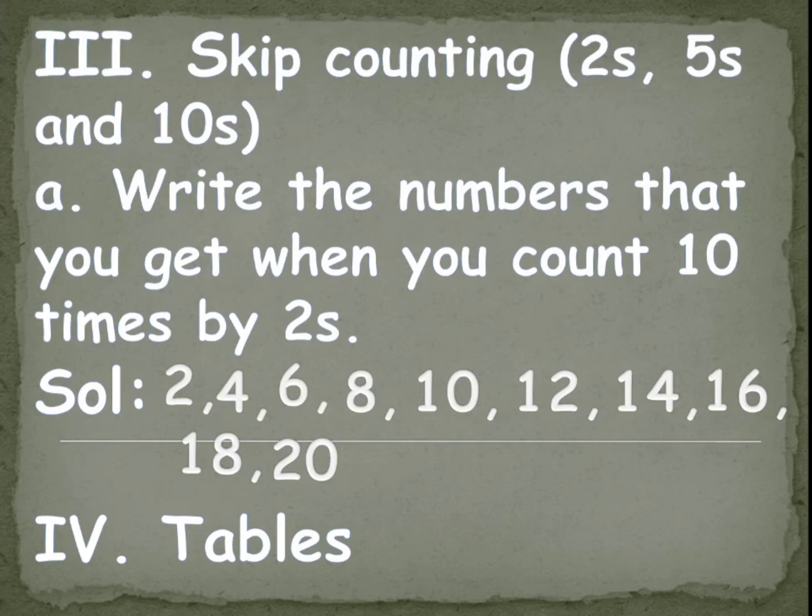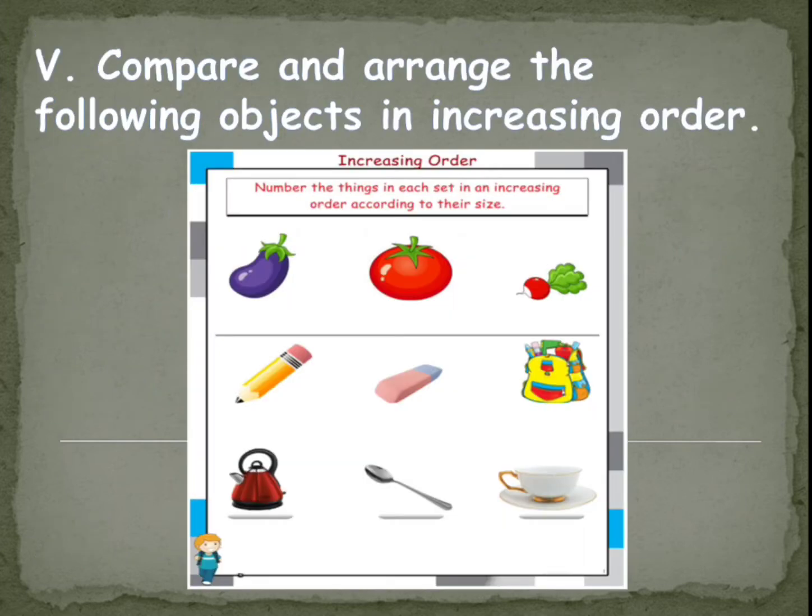In that I might give you any one table. So learn the tables also, which is our fourth bit. Now coming to the fifth bit, compare and arrange the objects in increasing order. There are things you have to compare by weight, and then write in increasing order, or I might give you decreasing order also. So based on the question you will be writing.